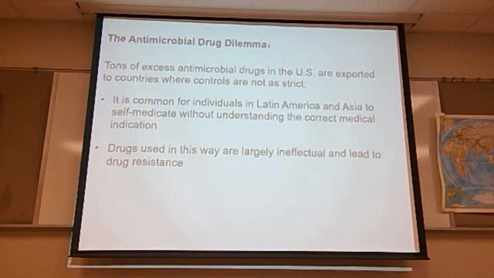Tons of excess antimicrobial drugs in the United States are exported to countries where controls are not as strict. It is common for individuals in Latin America and Asia to self-medicate without understanding the correct medical indication, and drugs used this way are largely ineffectual and lead to drug resistance.